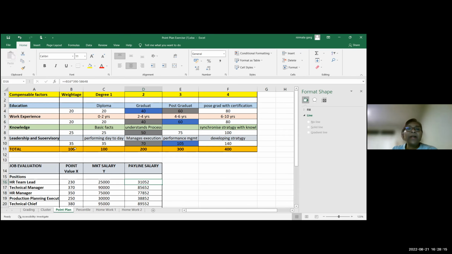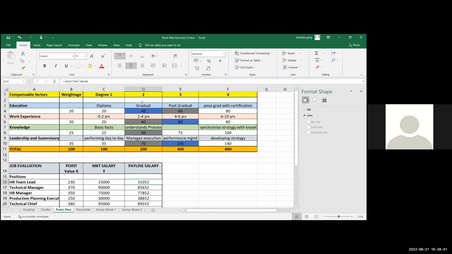Okay. In point plan, then I have to write descriptors, right? Without descriptors, numbers are meaningless. So I have to write a descriptor for every compensable factor: at degree 1, what it is, degree 2, what it is, degree 3, what it is. So these are the descriptors. But ensure that there is no overlap of a descriptor between degree 1 and degree 2.